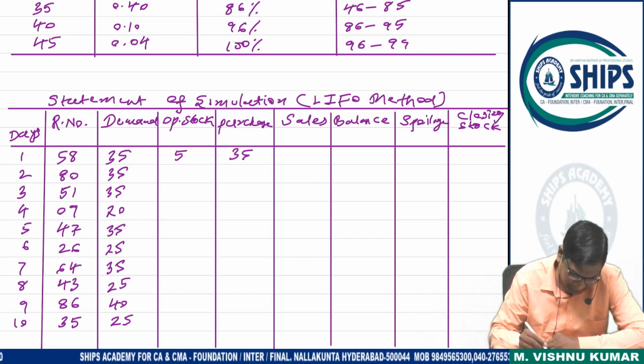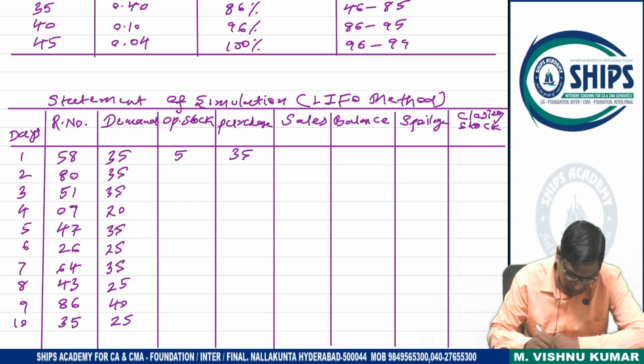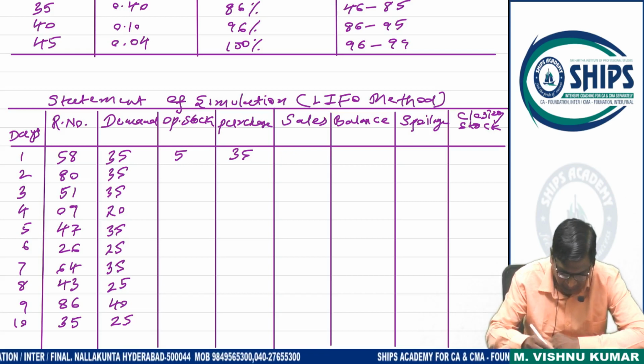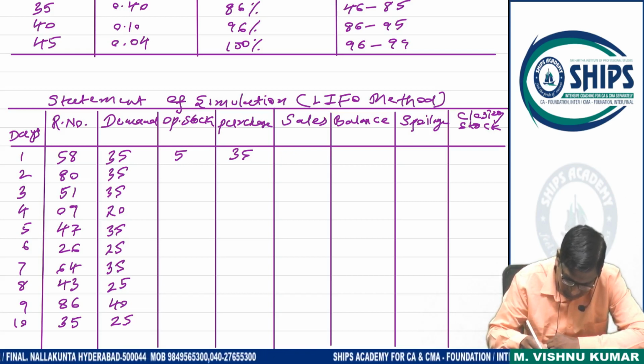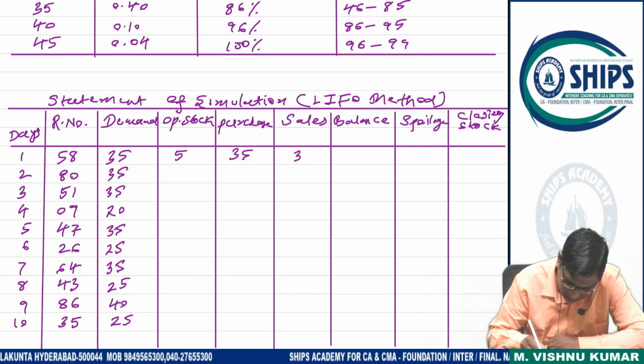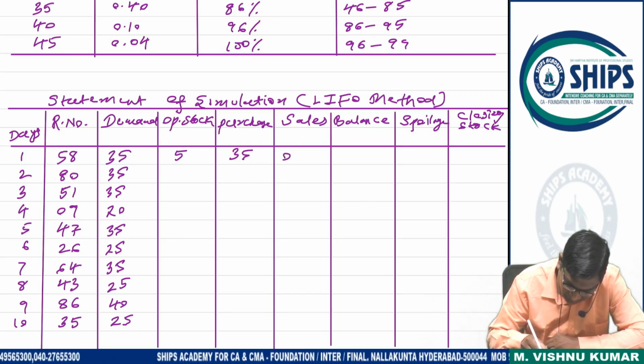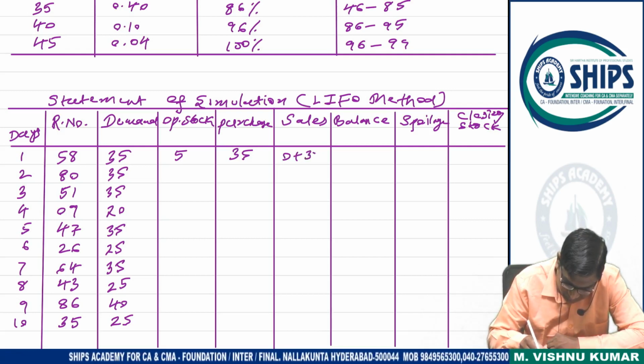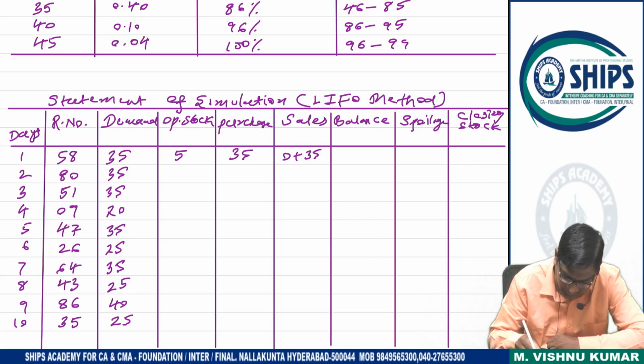So 40 is total stock, 35 is demand. So this is LIFO method. So it will be sold from which stock now? So sales 35 will be sold. Okay. So here you can write separately. From opening stock, anything we are selling? No. So it is 0. 0 representing what? Sale from opening stock. Plus from purchases, how much sold? 35.